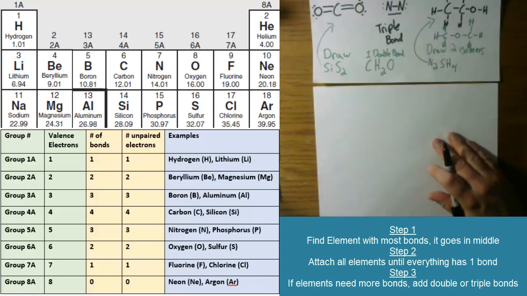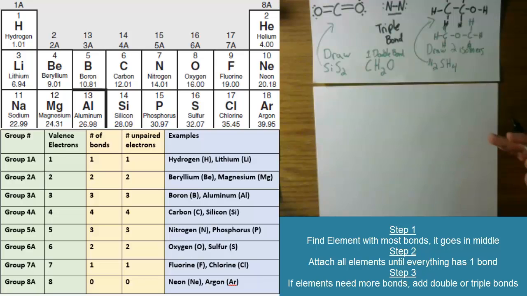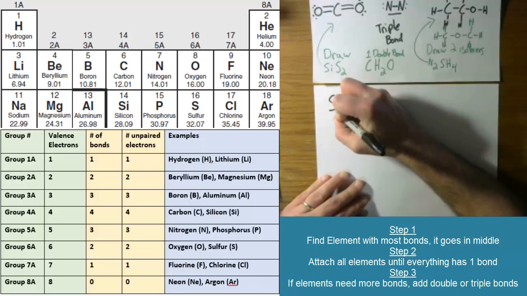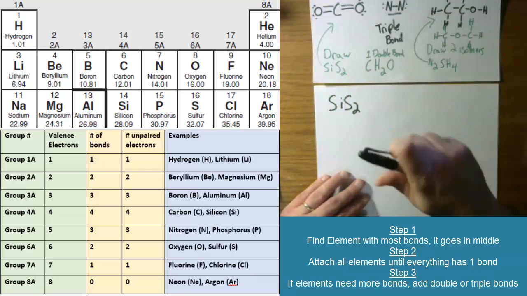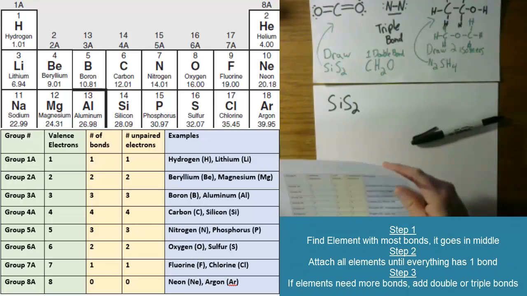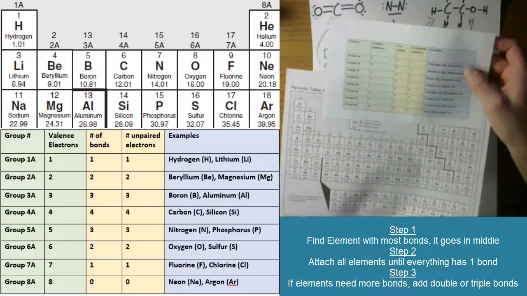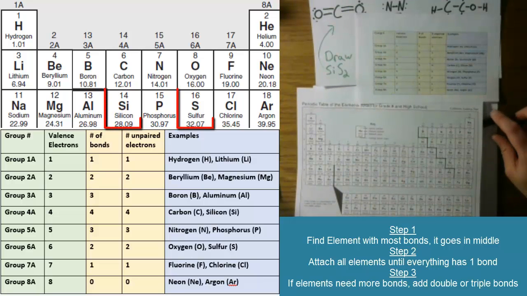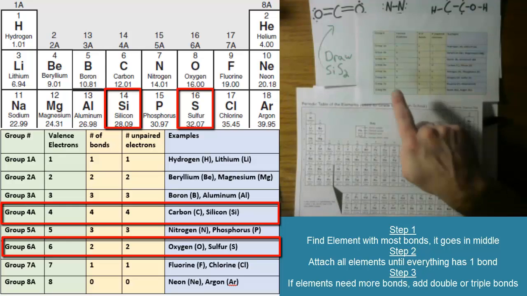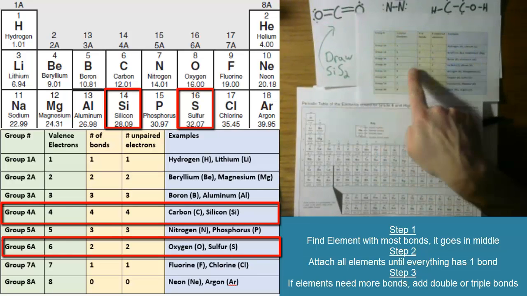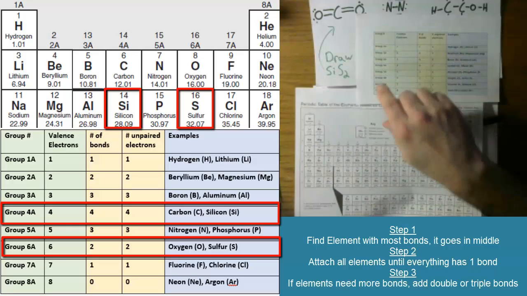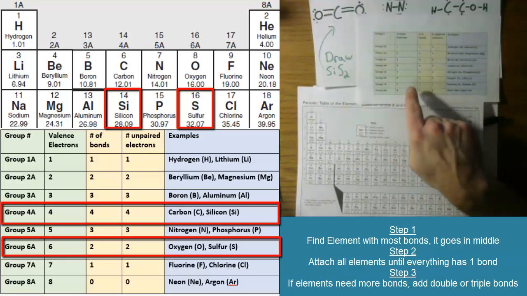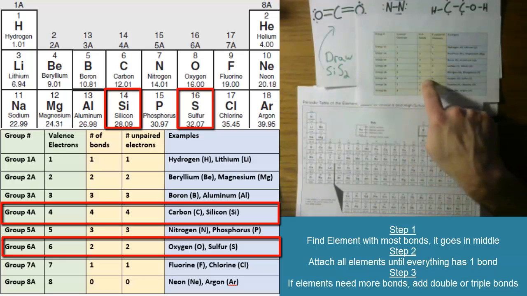So to start, we need to remember the steps to do this. First, we need to find which thing makes the most bonds. So we have SiS2. If you take out your periodic table and use this resource here, the little guide I made for you, we're looking for silicon and sulfur. Silicon is in group 4. Since it's in group 4A, that means it makes 4 bonds. Okay, now we're looking for sulfur. Sulfur is in group 6A. That means it has 6 valence electrons and it makes 2 bonds.